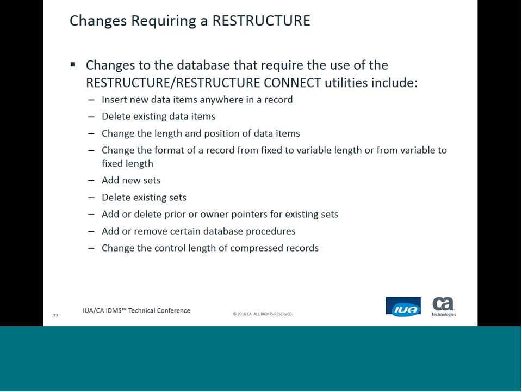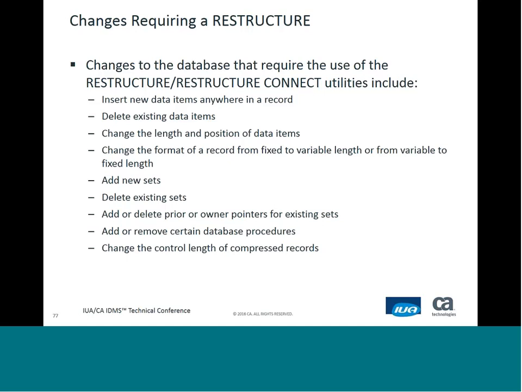So to get some of the compression back, you may want to take that last element and move it earlier in the record so that a portion of that record is not in the control area of the record, and you still get a level of compression on that record. So that's one of the reasons for changing the positions.